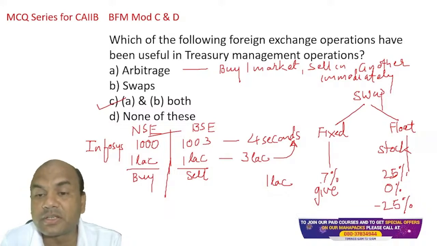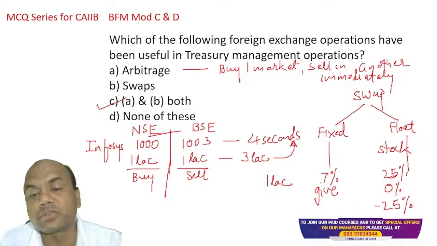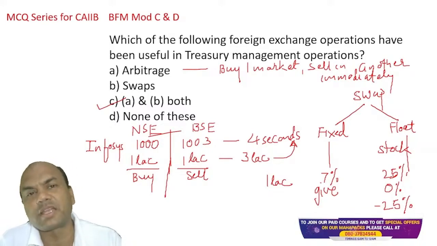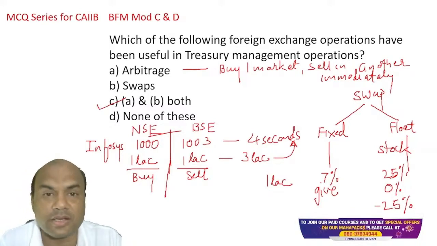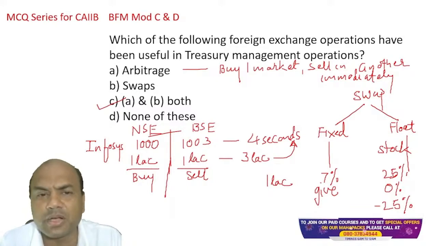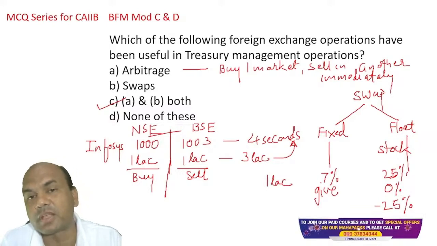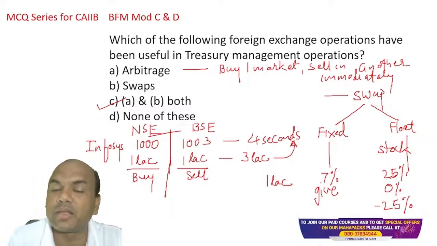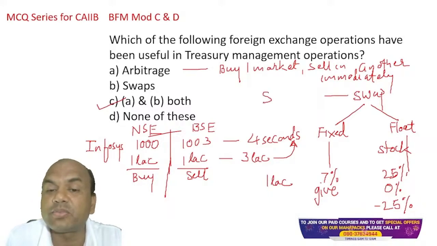And this is fixed. So a swap always has 2 legs. One is fixed, another is floating. Now this swap can be of various types. It can be a currency swap, an interest rate swap, a commodity swap, anything. But the logic remains the same, fixed and floating. And one more important term about swaps is it's an exchange of a series of payments.